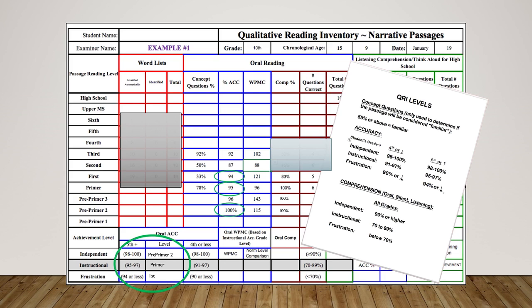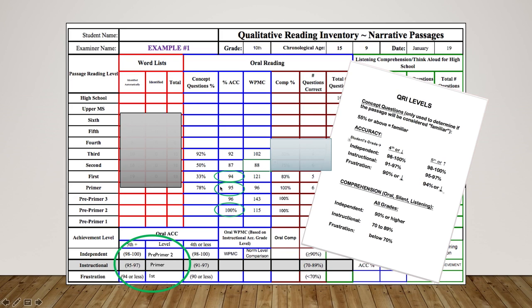This, if you watched the first tutorial, probably looks familiar. We had already started testing for oral accuracy, and at the time we started at the primer level and achieved a 95%, which we know is instructional. We tested backwards and we tested forwards to attain independent and frustration. At the same time as we're administering the oral reading accuracy, we're also asking the comprehension questions, so we do have data for that as well.